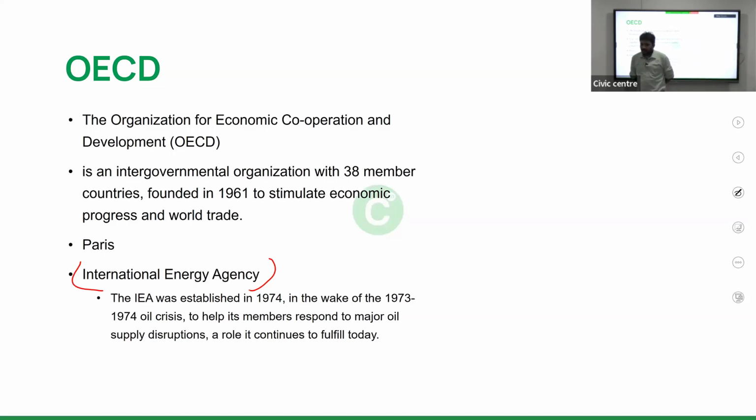OECD members are mainly developed, industrialized nations, where you can find advanced lifestyles and high per capita income. Organization for Economic Cooperation and Development. Clear? So in case of Europe, we have discussed NATO, European Union, OECD. Next is your Africa.